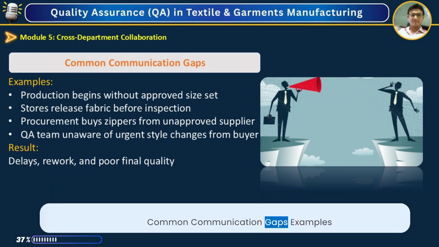Common communication gaps, for example: production begins without an approved size set; stores release fabric before inspection; procurement buys zippers from an unapproved supplier; the QA team is unaware of urgent style changes from the buyer. Result: delays, rework, and poor final quality.